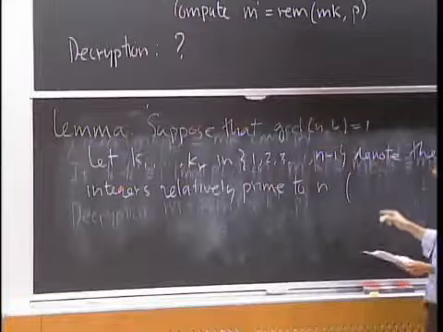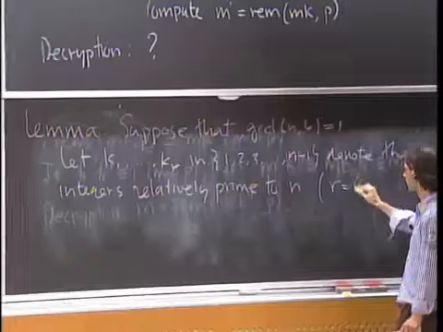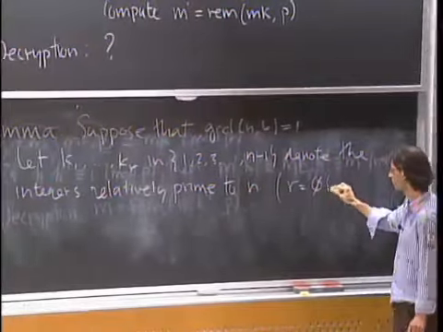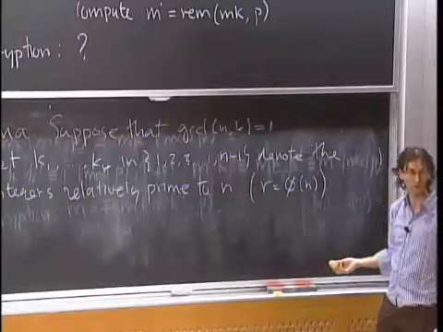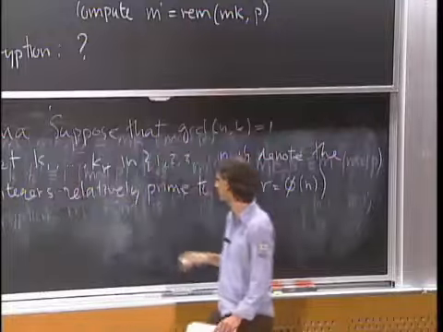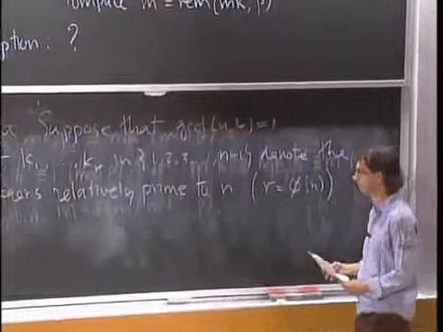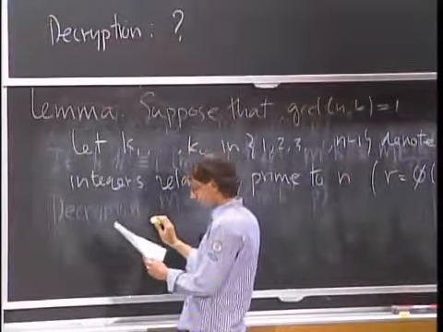Now notice, by the way, that r in here is equal to the value of the Euler totient function evaluated in n, because this counts the total number of numbers that are relatively prime with respect to n. So now we can prove something really spectacular.